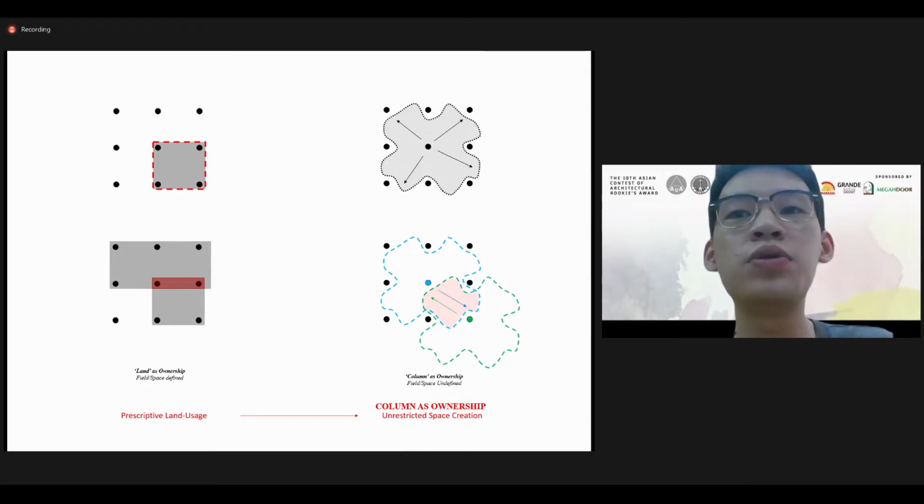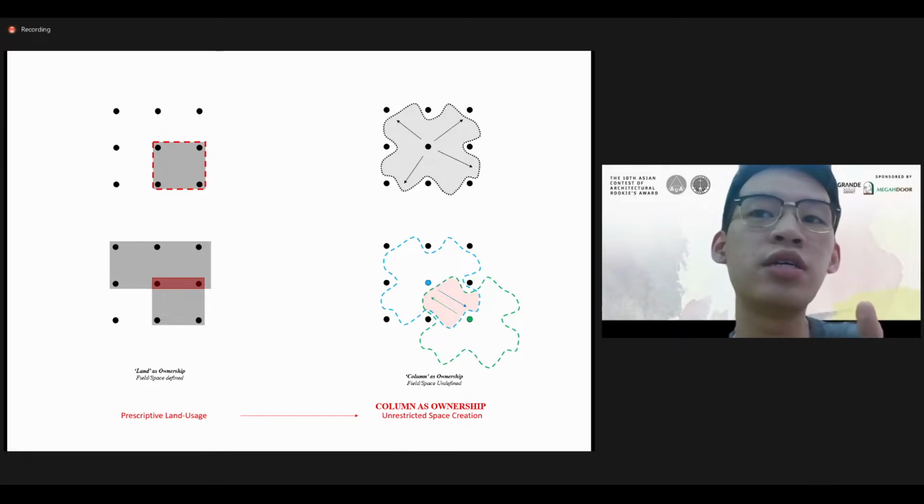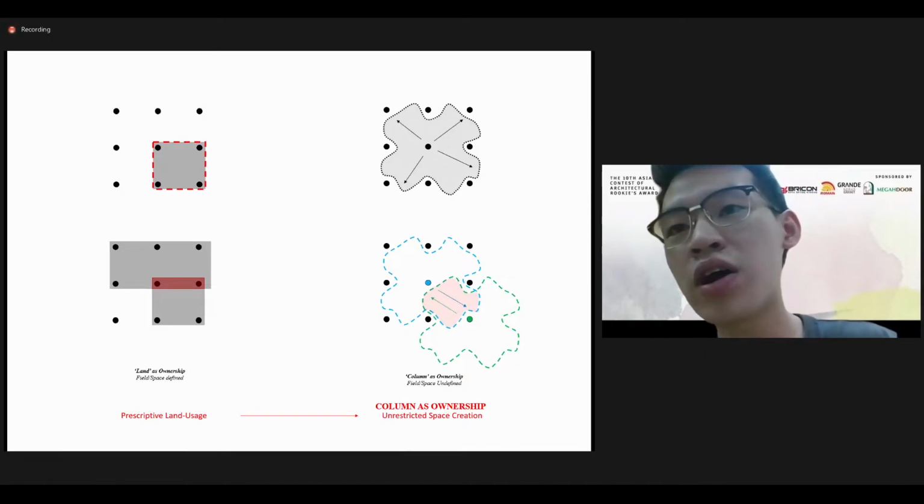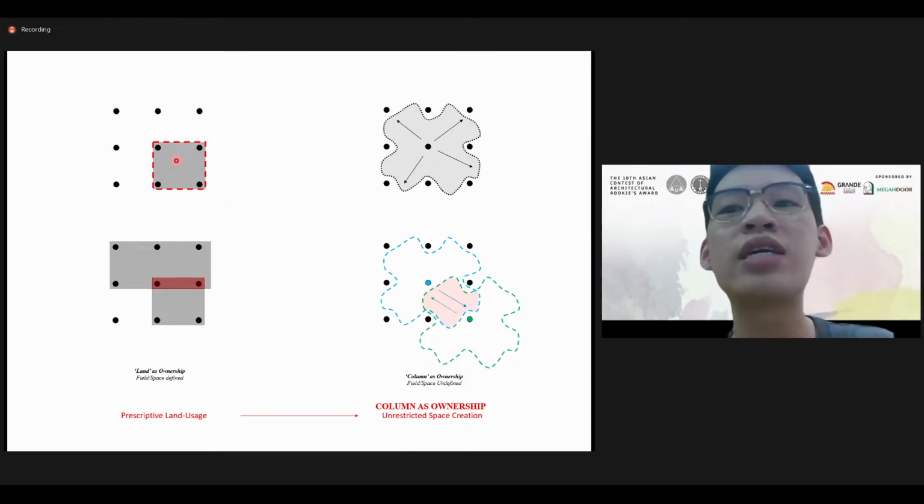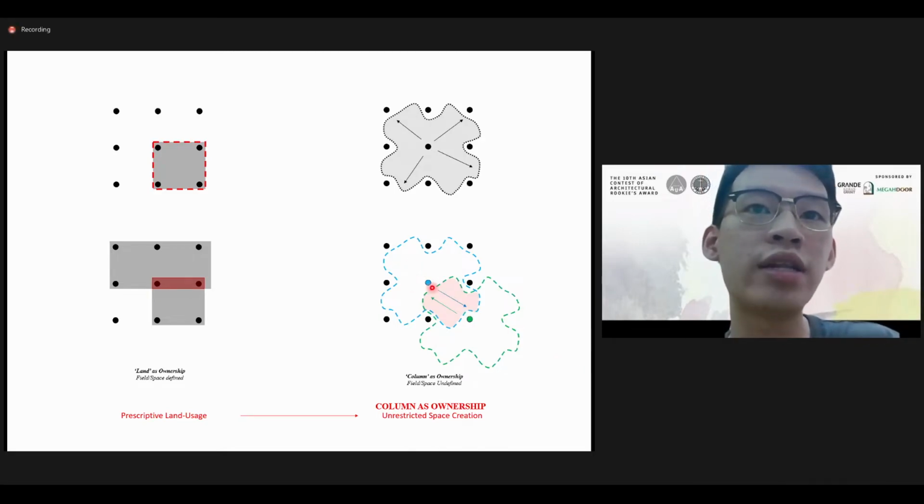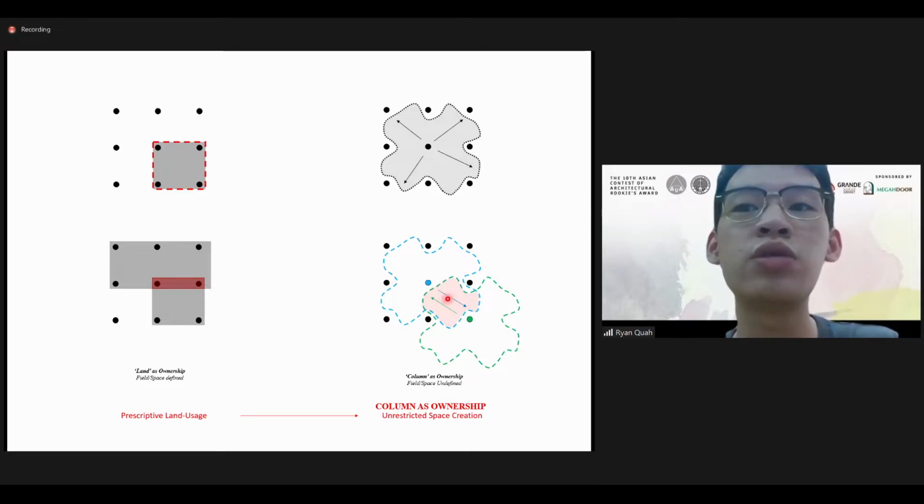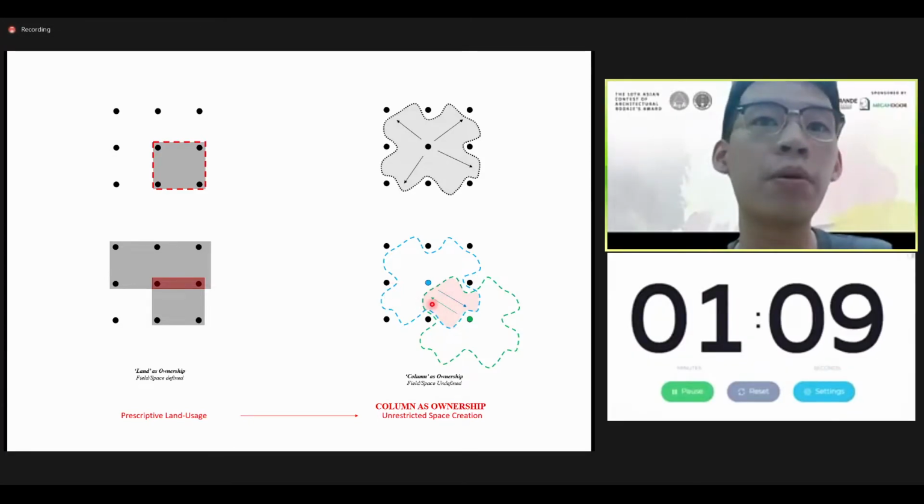I propose using columns as ownership rather than land, shifting prescriptive spaces to unrestricted spaces, allowing for organic growth and informal negotiation to happen. Conventionally, a lot of architecture is limited by the physicality of land. What if spatial development is no longer controlled, but just enough to mark a spot of identity? Column ownership will redefine how spatial and field negotiations are determined through a bottom-up approach.